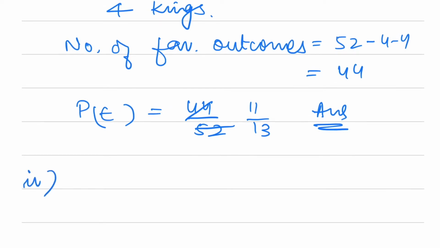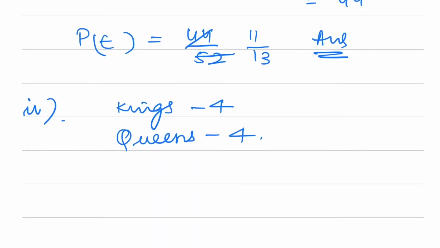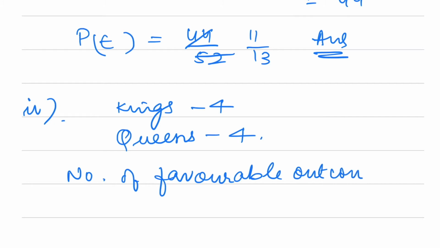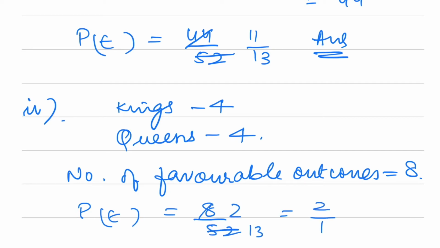Now fourth part, either a king or a queen. So there are 4 kings and there are 4 queens. So the number of favorable outcomes is 4 plus 4, 8. So the probability of this event is equal to 8 by 52, 2 times and 13 times, so 2 by 13 is the answer.